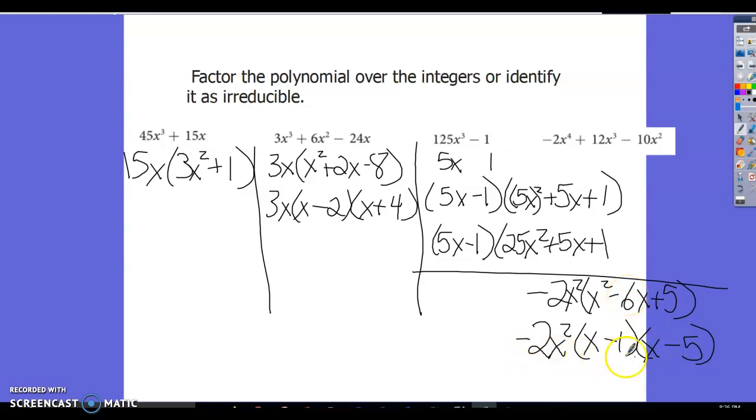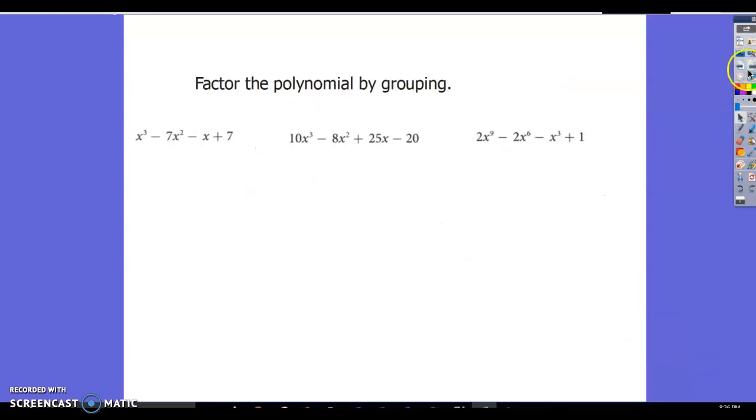If you multiply all of this together, you should get what you started with, which means this is the factored form of that polynomial. If you need to pause this and take notes, please do so. We're going to move right on through these. All right, factor by grouping.